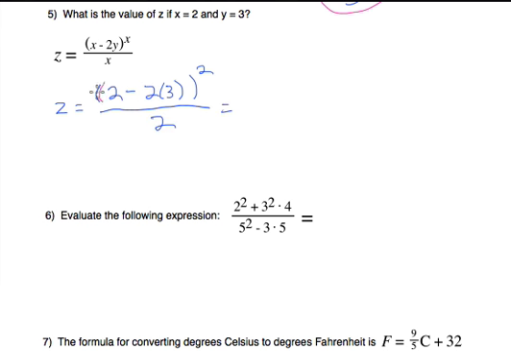We do our parentheses. Remember, simplify. If you've got a fraction, always simplify your fraction. So inside the parentheses, we've got 2 minus, and then we do the multiplication first. 2 times 3 is 6.